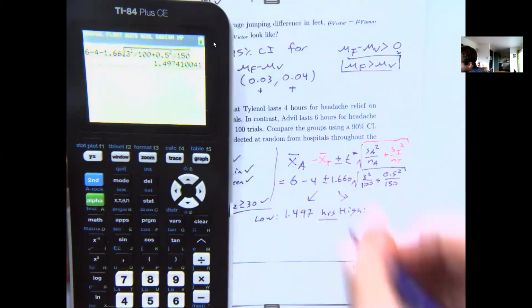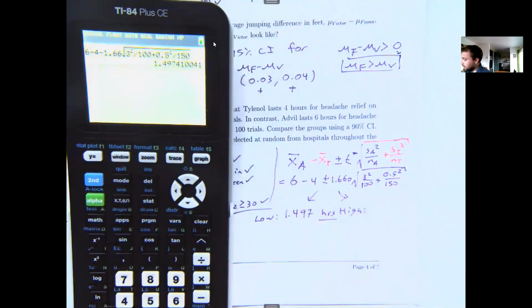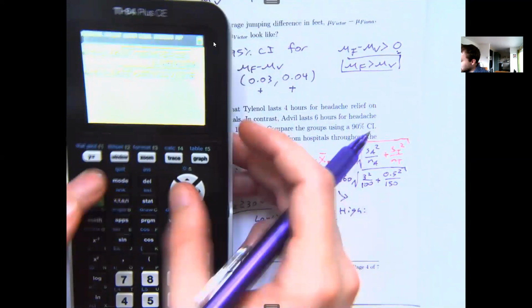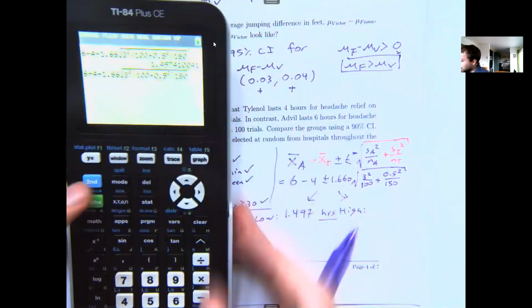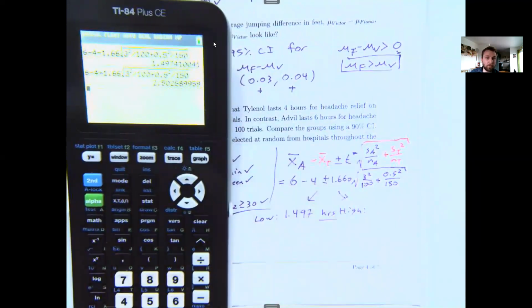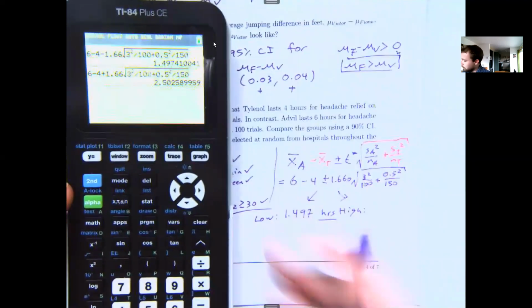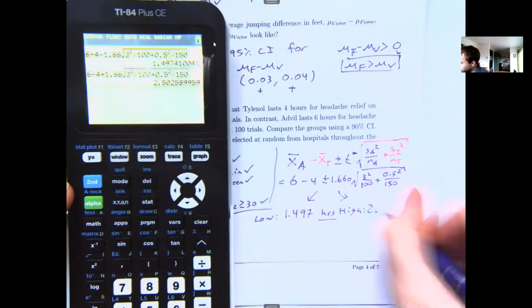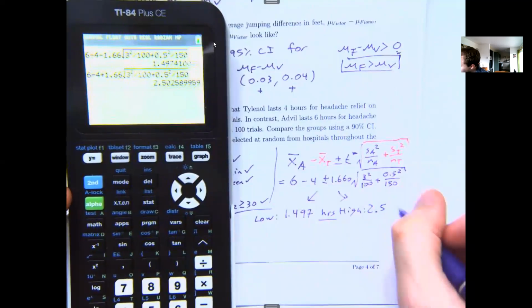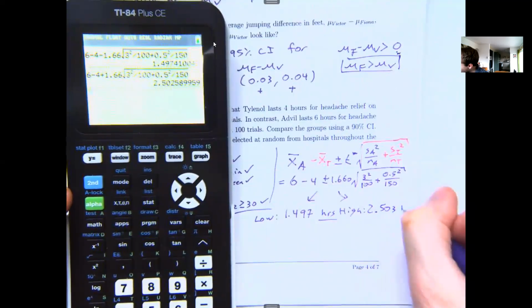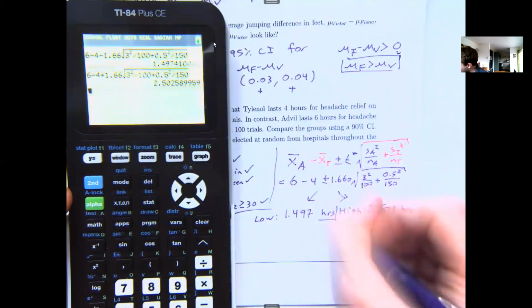Units, hours. I'm going to do the same thing, but I'm going to change that minus before my critical value to a plus. When I do that, hard to read, so I'll write it down, 2.503 units here, also hours.